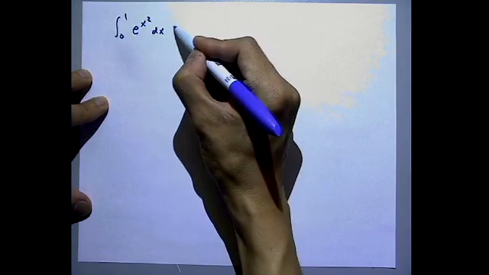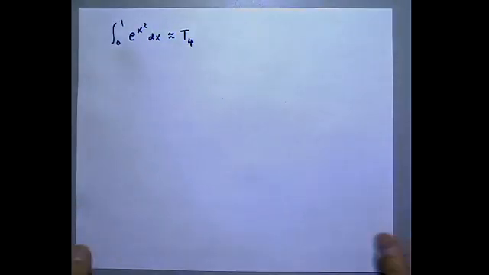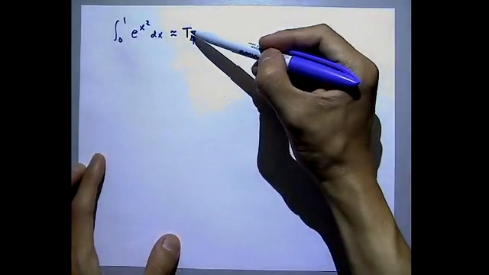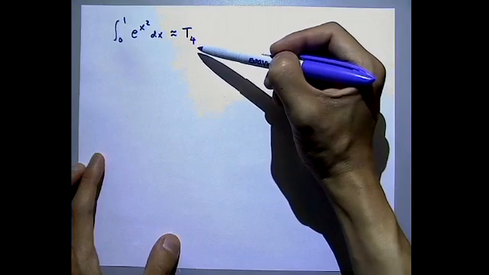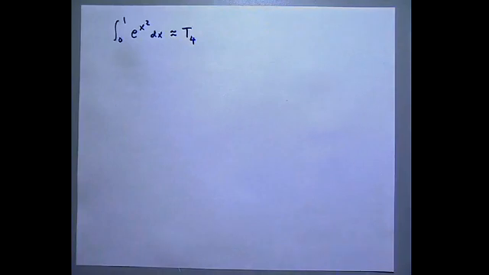The book likes to use this notation. T with a subscript of 4. This means we use the trapezoidal rule with 4 subintervals. And the previous one would be an M4. We use the midpoint rule with 4 subintervals.